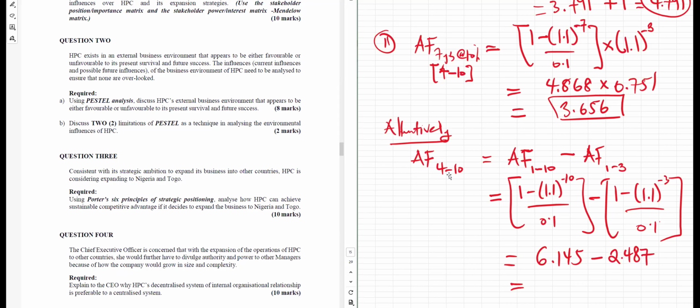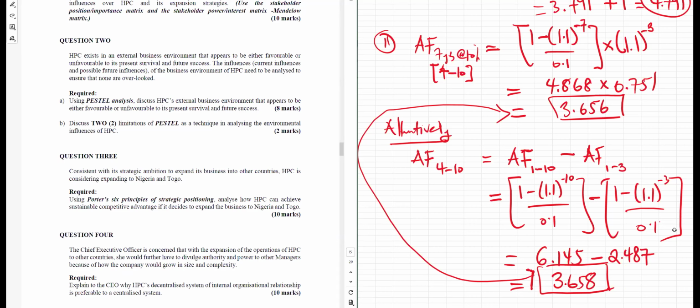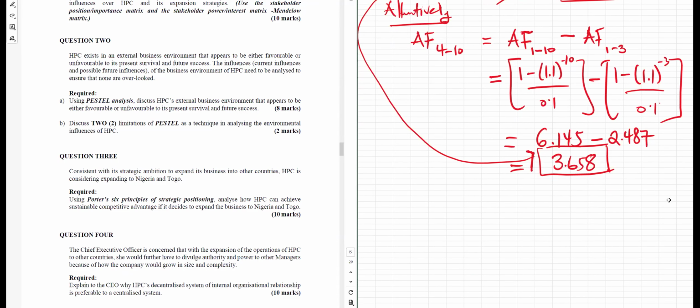So 6.145 minus 2.487 is 3.658. Is it close? Yeah, 3.656. So which method do you like? The second one. The second one is simple. That's why I taught you the second one first.